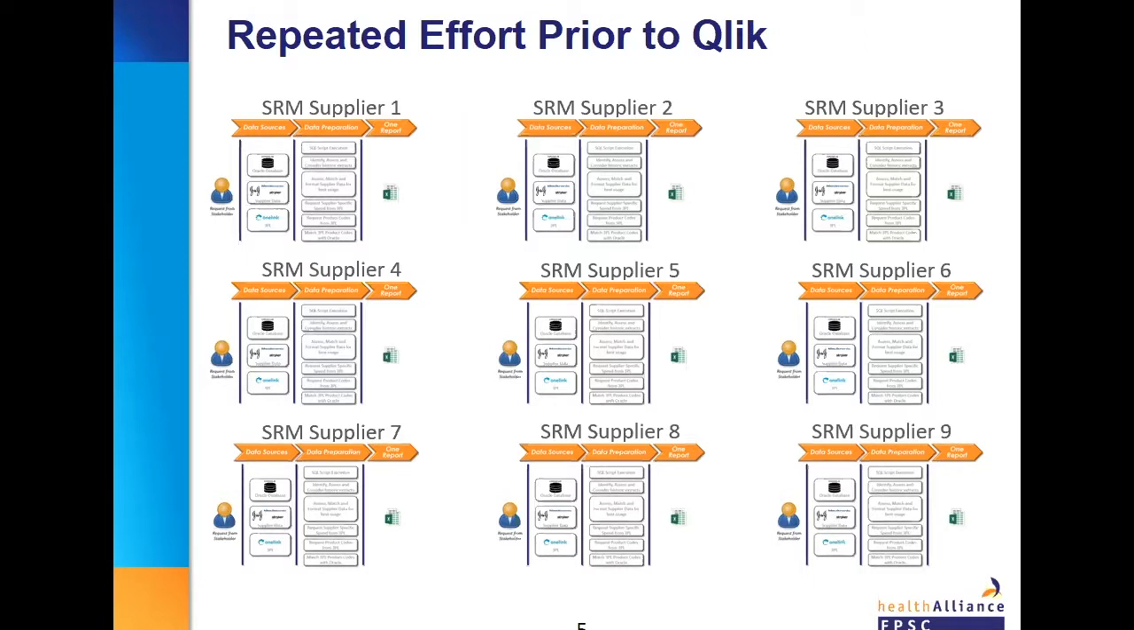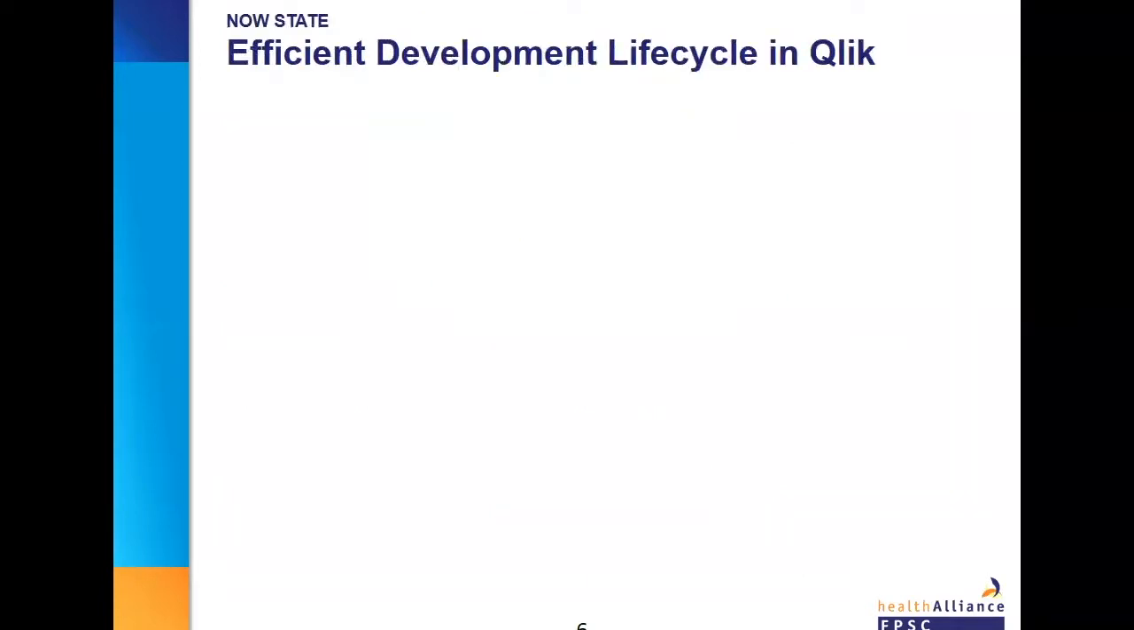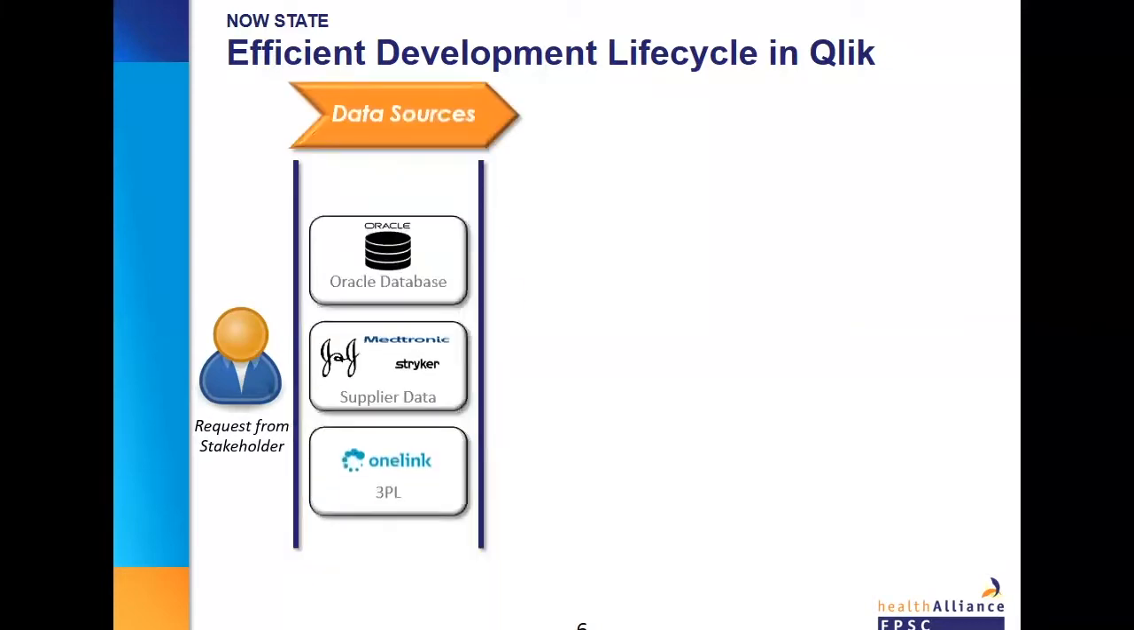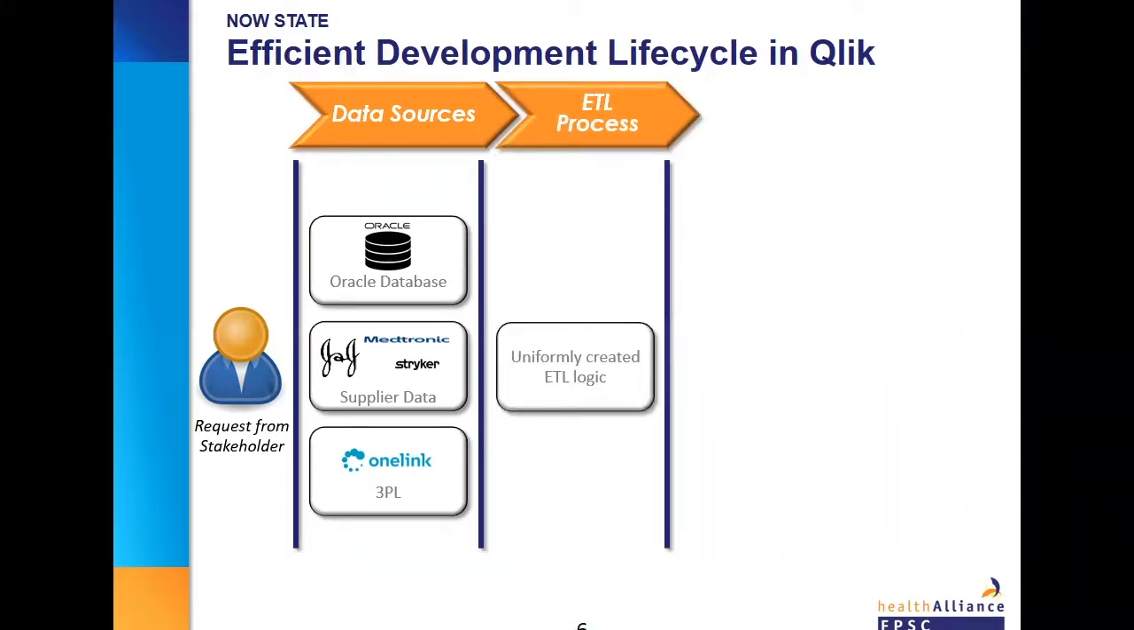Now, this complexity has been addressed by Qlik, and the efficiencies of the Qlik process are highlighted in the next slides. So I'm just going to give you a bit of a rundown of what that looks like. As usual, the request comes in from the stakeholder for performing an SRM request on a supplier. We are still looking at the same data sources. We are looking at Oracle, all the supplier data where possible, and third-party logistics provider information where we are required to.